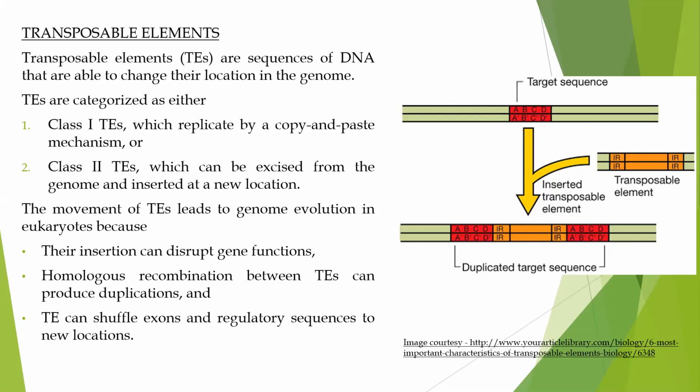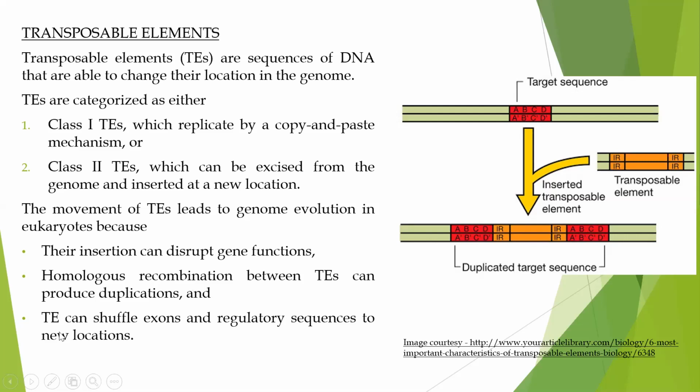What is the importance again? It leads to genome evolution because, number one, the insertion can disrupt a gene function. We had a particular gene sequence like ATGC. If you insert one transposable element in between that, you have disrupted the gene function. ATGC was functional, but because of the insertion of a transposable element within that sequence, it has become non-functional. So their insertion can disrupt gene function. It can also lead to homologous recombination.